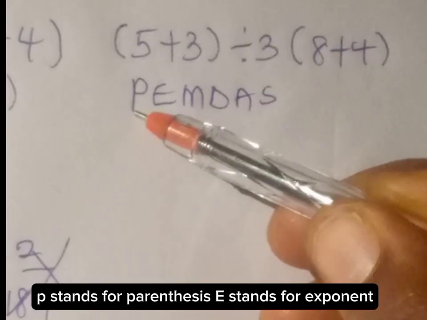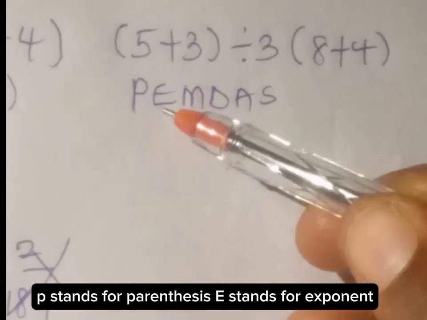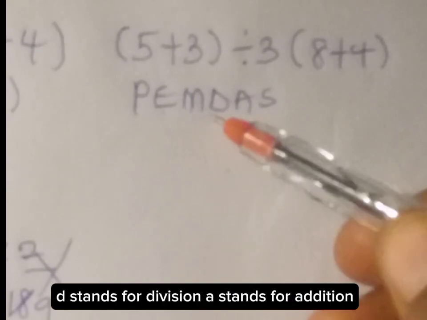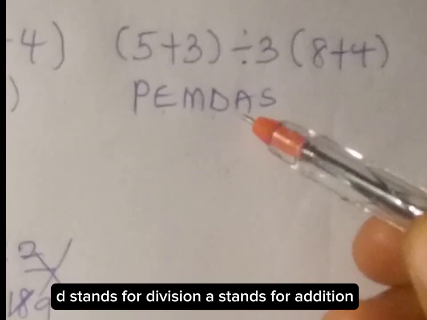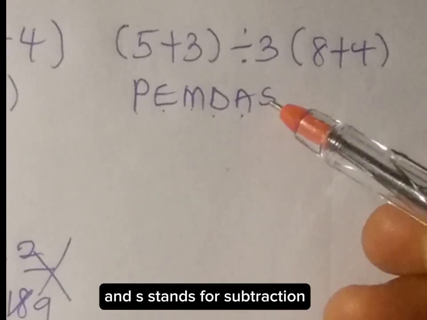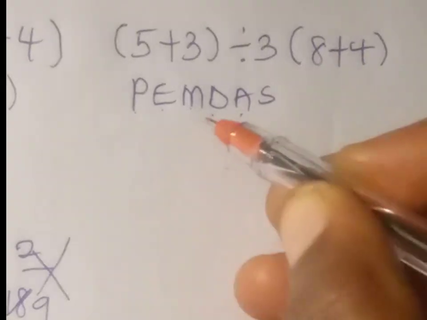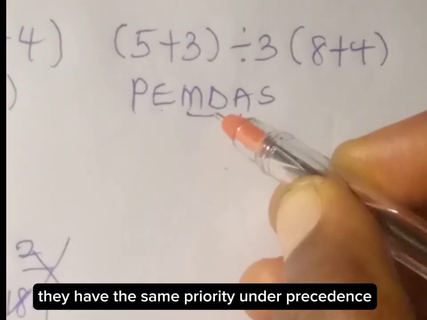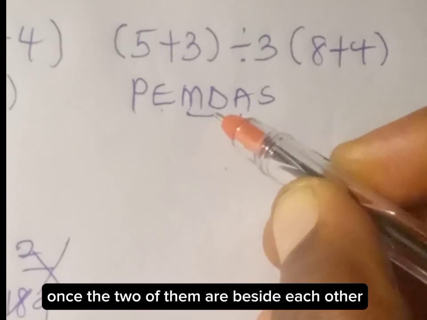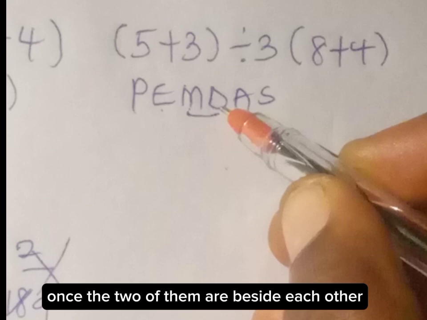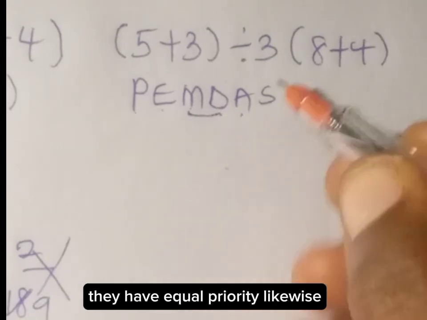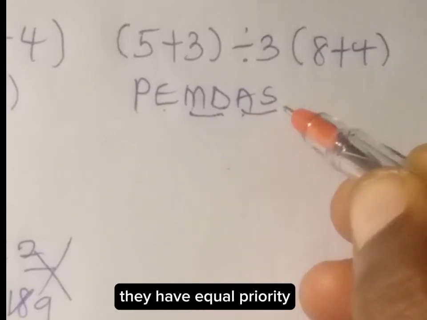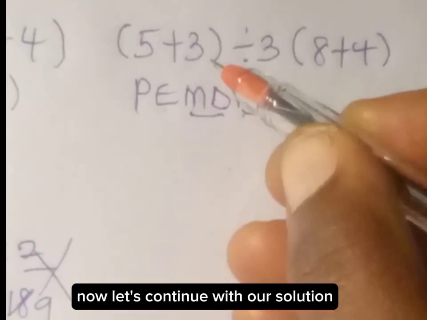PEMDAS. P stands for parentheses, E stands for exponents, M stands for multiplication, D stands for division, A stands for addition, and S stands for subtraction. These two, multiplication and division, have the same priority under PEMDAS. Once the two of them are beside each other, they have equal priority. Likewise, addition and subtraction as well, they have equal priority. Now, let's continue with our solution.